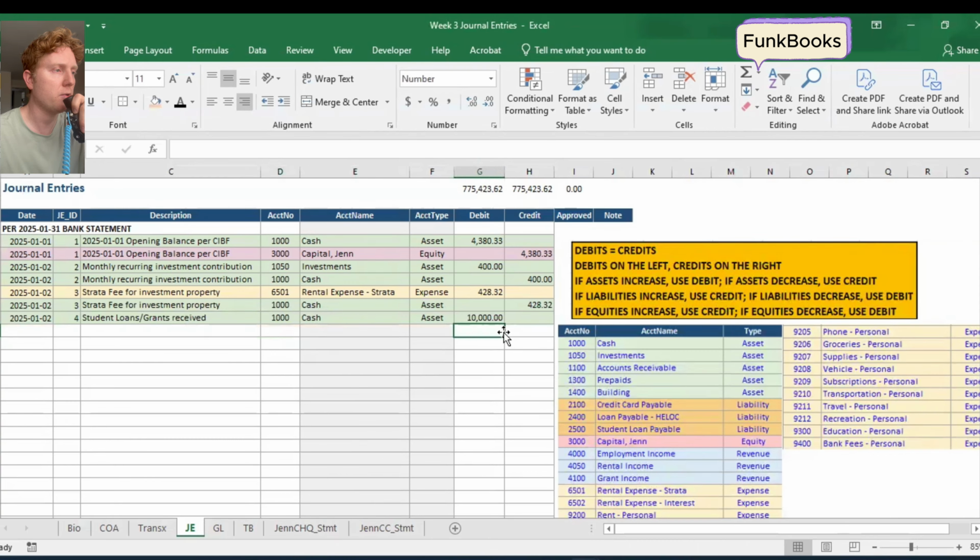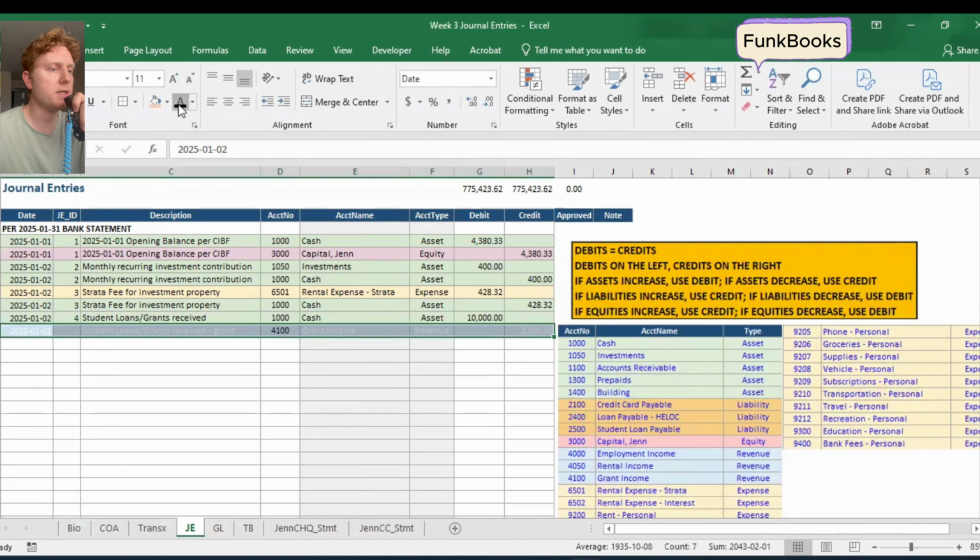So I'm going to pop that in right here, right? Because our equity is increasing, right? This is kind of like revenue, right? If you're getting money that you don't have to pay back, that's considered equity, right? Kind of like this beginning amount there.